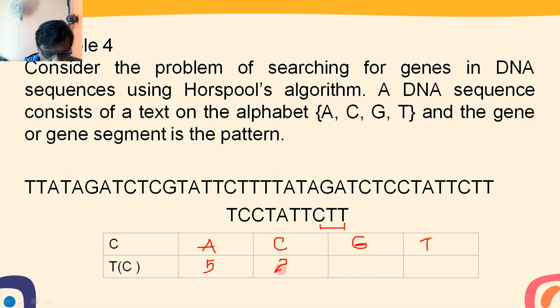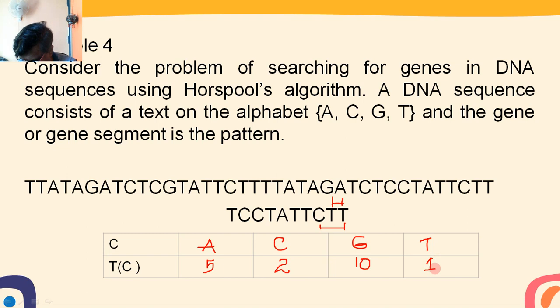And as far as G is concerned, G is not at all present in this. Therefore, it is straight away 10. The shift is 10. And as far as T is concerned, this is the rightmost T. There are several T's over there. This is the rightmost T. Therefore, the shift is 1. This is the thing.